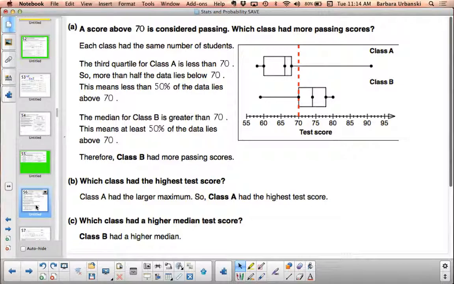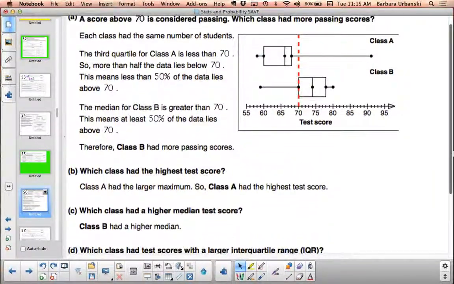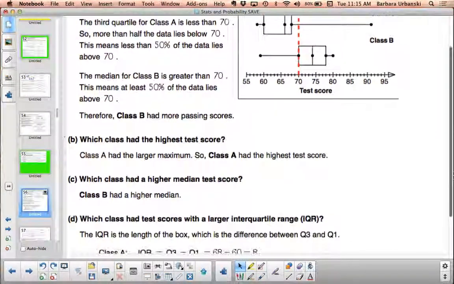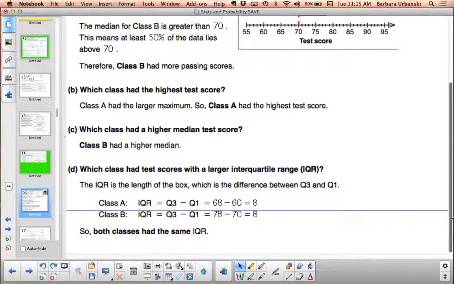This is another explanation of what we just had. Each class had the same number of students. So if we took a look at question A, Class B had more passing scores. We knew that. Which class had the highest test scores? We had that as well, that it was Class A. And then when we said which class had a higher median, obviously the median was higher for Class B. And then which class had test scores with a larger interquartile range? We figured that out, that they were both the same. So both classes had the same IQR, which is your interquartile range. And that is it.